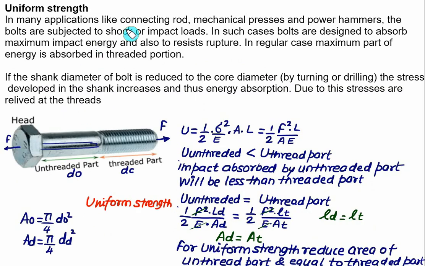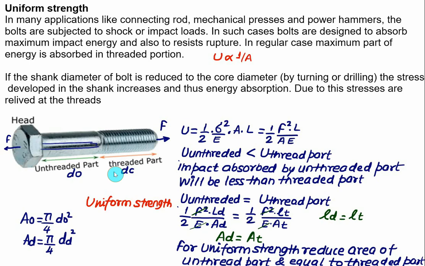In many applications like connecting rods, mechanical presses and power hammers, the bolts are subjected to shock or impact load. In such cases, the bolts are designed to absorb the maximum impact energy and also to resist rupture. What we have just shown in the previous problem is that in a regular case, the maximum part of energy is absorbed in the threaded portion and less energy is absorbed in the unthreaded portion, because the area is larger and strain energy is inversely proportional to area.